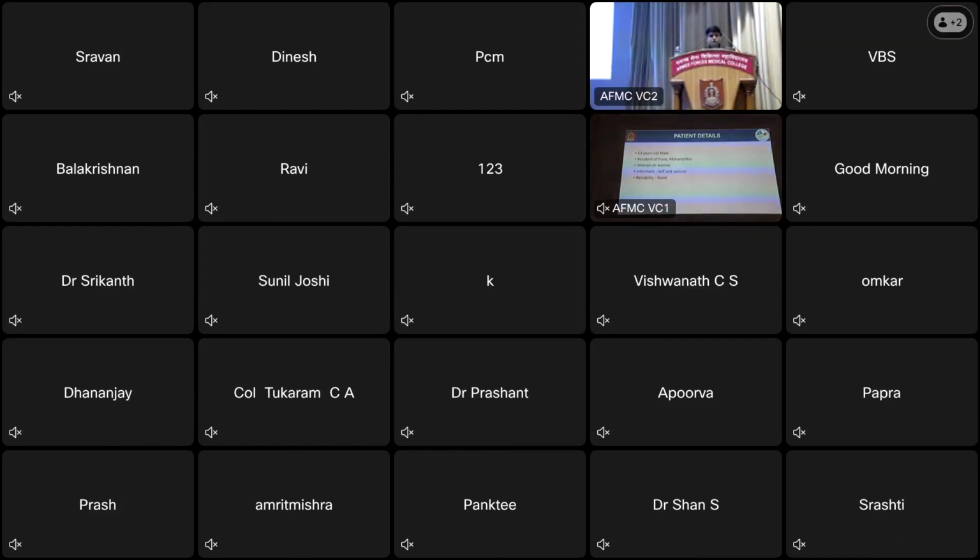My patient was a 63-year-old male. He is a veteran air warrior, resident of Pune, Maharashtra. Informant was self and spouse, and reliability was fair. He presented to us with history of fever of 3 days duration, joint pain of 3 days duration, and rash of 1 day duration. Fever was high grade, intermittent, with a Tmax of 103.6 degrees Fahrenheit, associated with chills and body aches, and relieved with antipyretics.